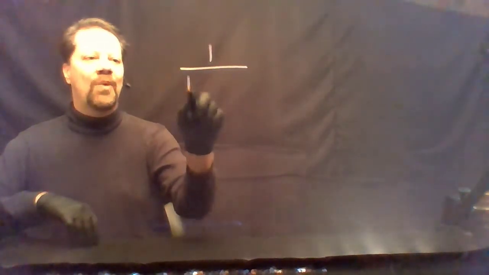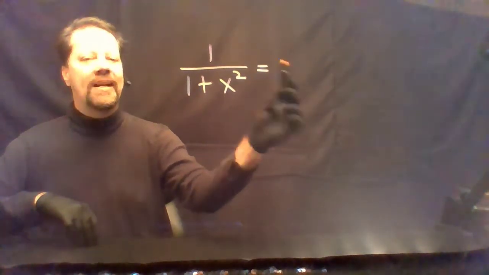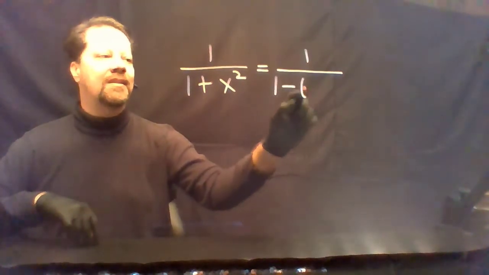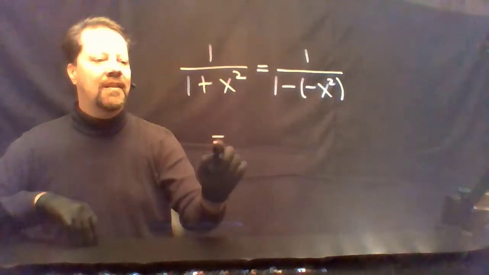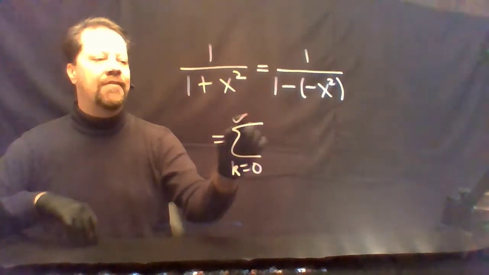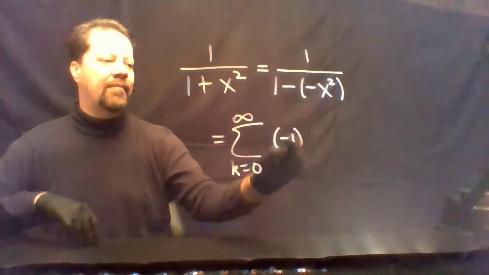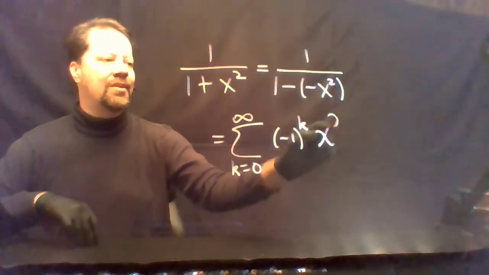What about 1 over 1 plus x squared? The way to think of this is as 1 over 1 minus negative x squared. This gives us the sum, as k goes from 0 to infinity, of negative 1 to the power k, and x squared to the power k, which is x to the 2k.